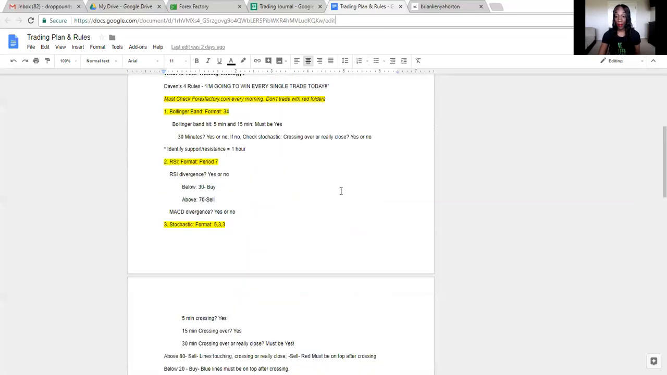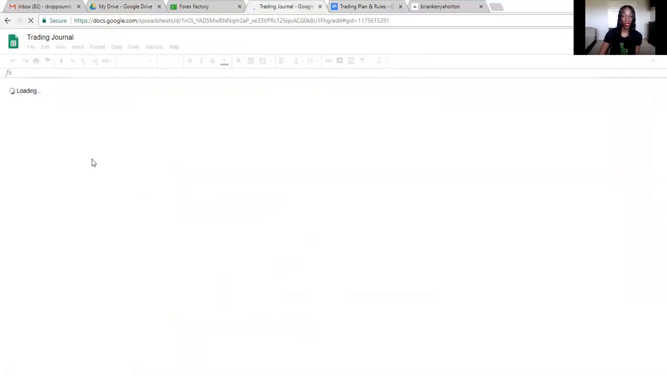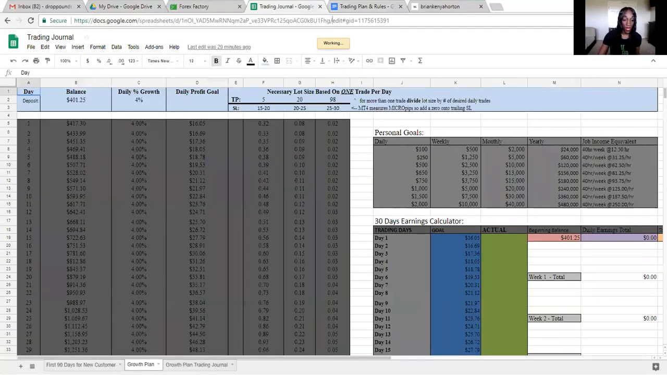So I look at my plan every single day so that I remind myself of my rules so that I won't bend them, I then go to my trading journal. Now, if you're brand new, this trading journal right here is going to tell you what you should be doing in month 1, month 2, and month 3. Okay, so your first month, you're probably going to be strictly focused on swipe trades, for example. You're probably going to trade in demo your first 30 days or so. So there's the tab here for your first 90 days as a new customer. You can look at that if you have this.